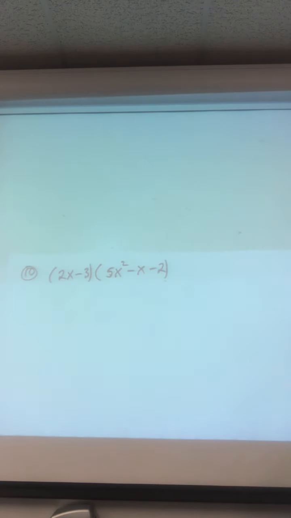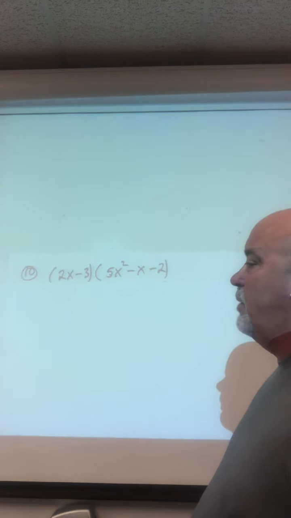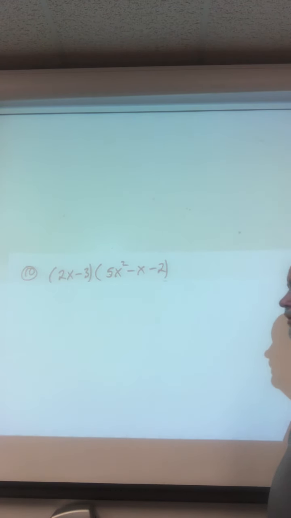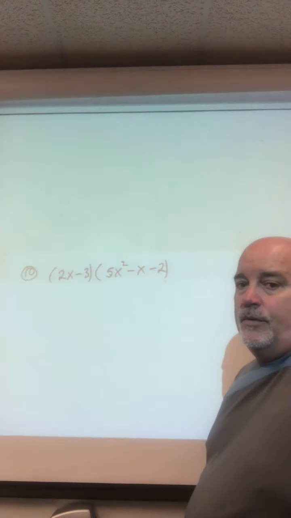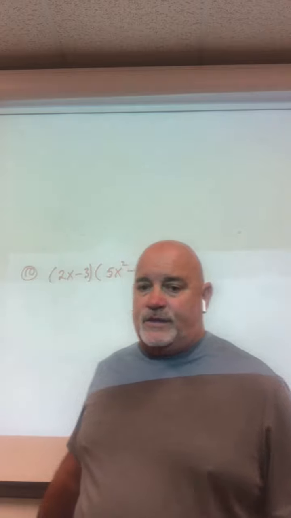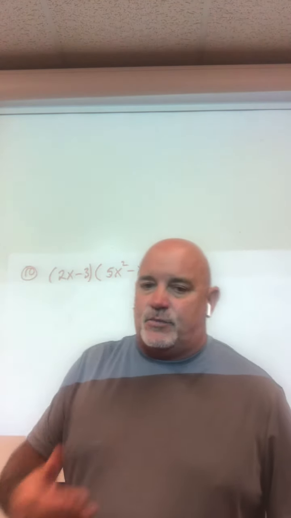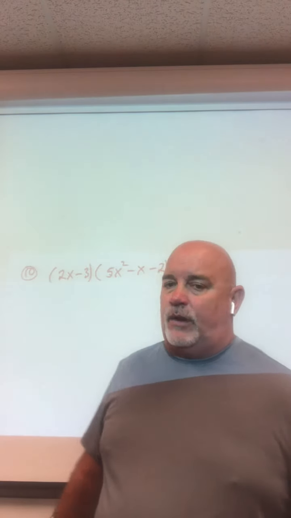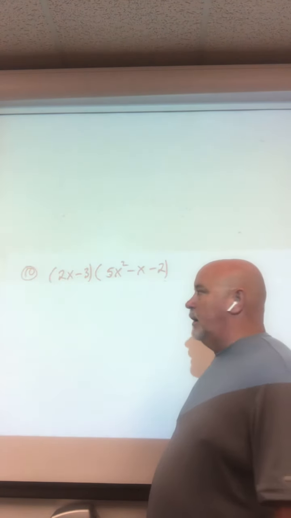2x minus 3, binomial, times 5x squared minus x minus 2. So this is 2 terms times 3 terms. Now we don't use the word FOIL anymore. It's not appropriate because the word FOIL only fits when it's 2 terms times 2 terms only. But it's still the same process, just a little longer.